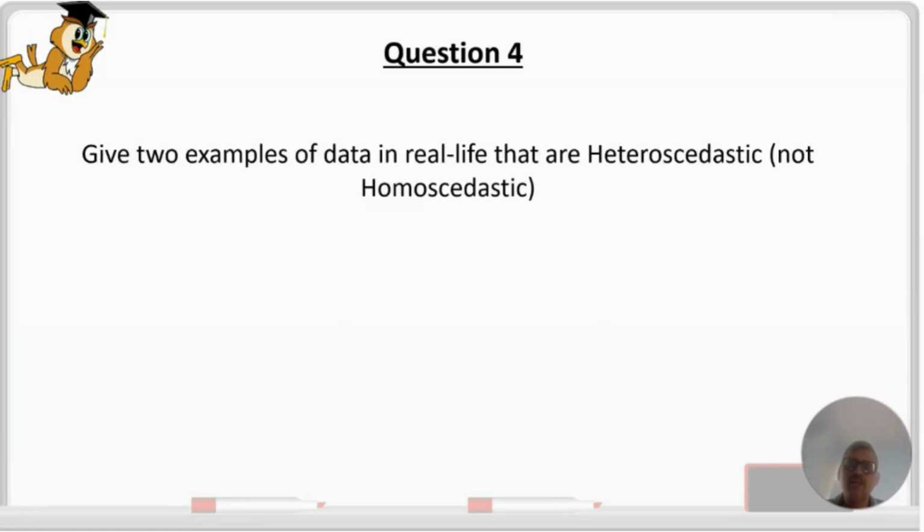Now, there are numerous real life examples where data is heteroscedastic. That means not homoscedastic. And I want you to think of 2 examples in real life that are heteroscedastic in nature. Okay, so natural examples. I don't want you to construct data. I want you to think of real life data examples. That's question number 4.